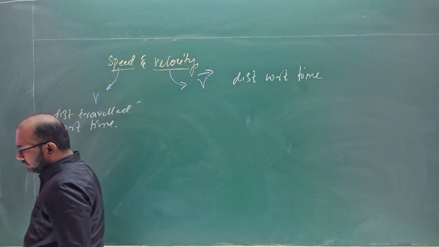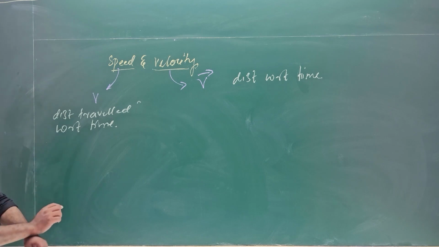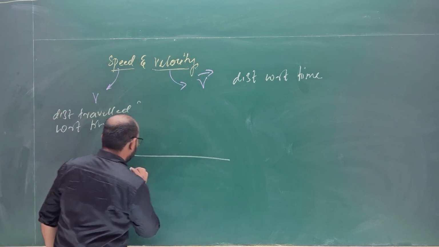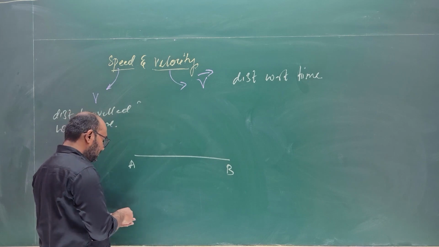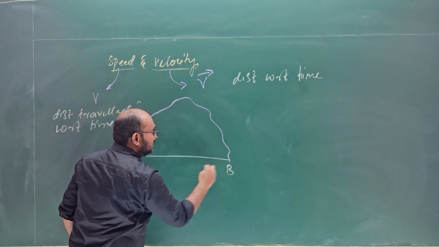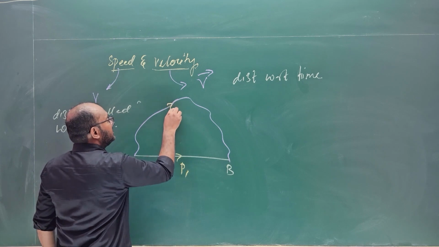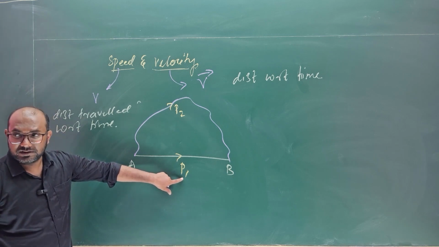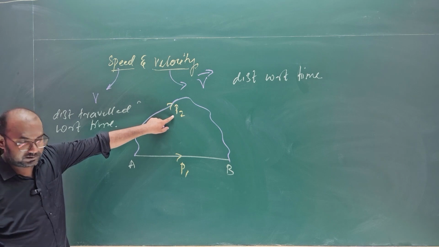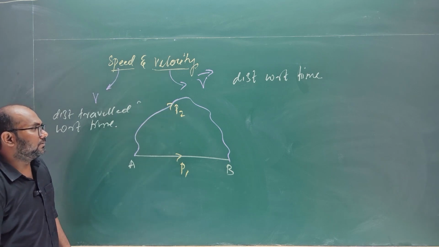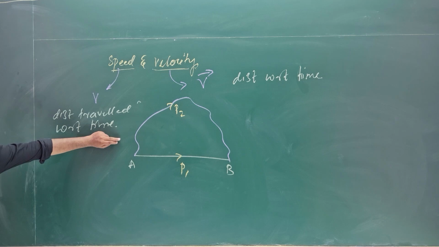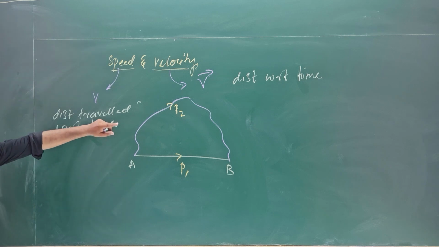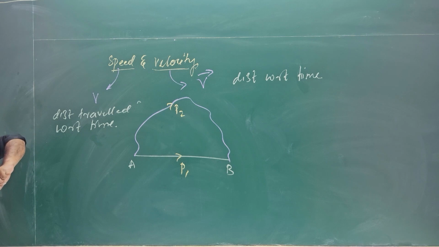Now, let us try to understand the meaning. Consider a body that started from point A and reached point B. Then consider one more path, the other path. This is path 1 and path 2. Which one is considered as distance, and which one is displacement? Path 1 is your displacement and path 2 is your distance. Whenever we are considering displacement, we discuss velocity, and whenever we consider distance, we discuss speed.